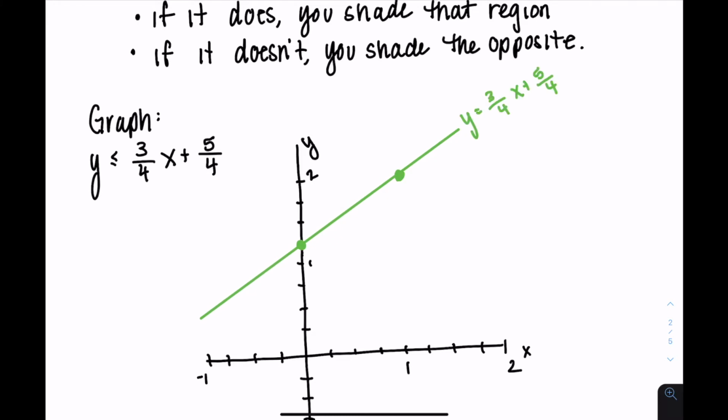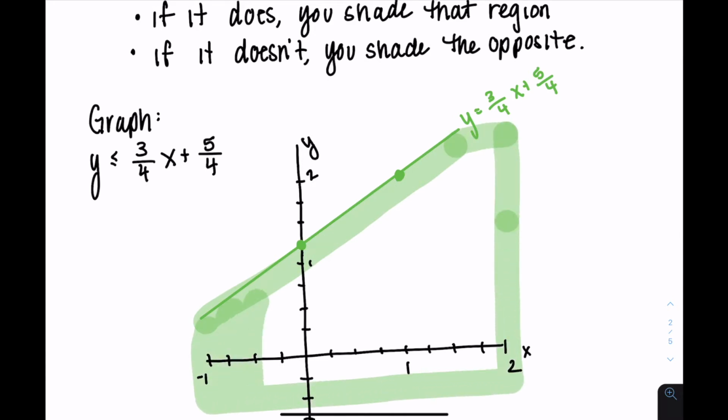And this is the equation of our line. So I can pick any y value that's less than or equal to this line. So I'm going to shade everything underneath it. Anything in this shaded region will work for this inequality.